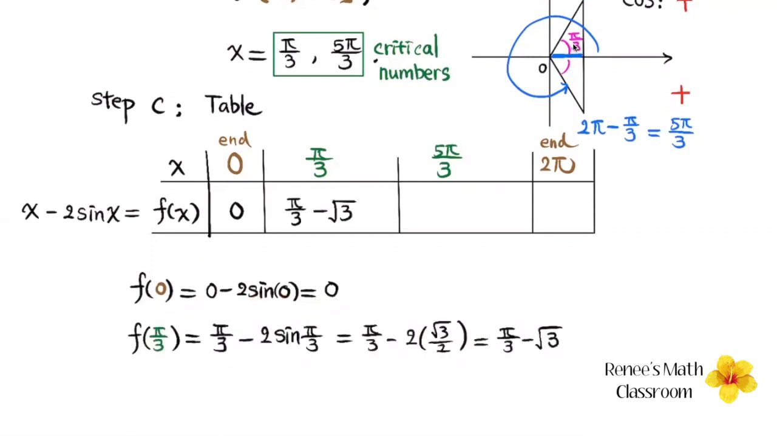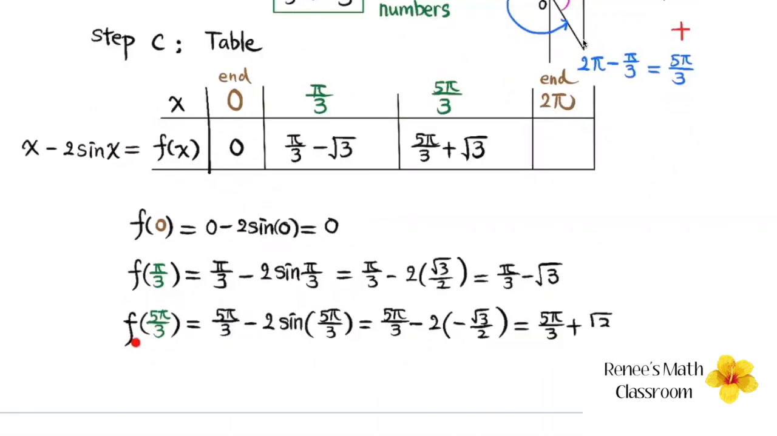We have f of pi over 3 is equal to pi over 3 minus 2 times sine of pi over 3. Sine of pi over 3 is root 3 over 2. So the result here is pi over 3 minus root 3. And we put it over here. We have f of 5 pi over 3 is 5 pi over 3 minus 2 sine of 5 pi over 3.